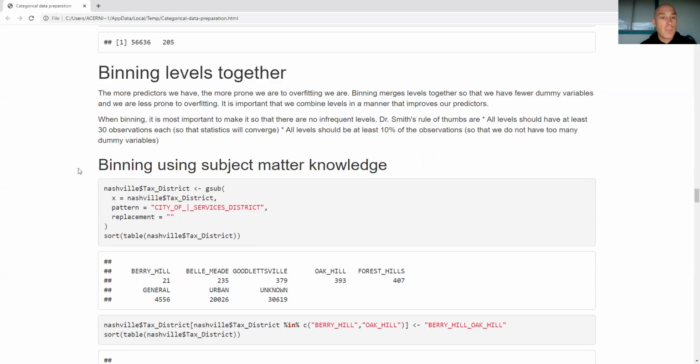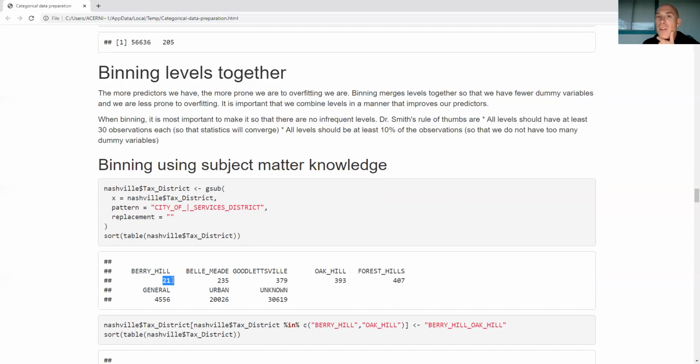All right, so let's look at tax district. To make things a little bit easier to read, prettier, I go ahead and get rid of some terms that don't add additional information. I remove "City of" from tax district names, and I remove "Services District" also. Here we can see the distinct tax districts of Nashville in the data set. Notice that Berry Hill only has 21. So in the data, there are 21 residences, or 21 addresses, in the entire data set.